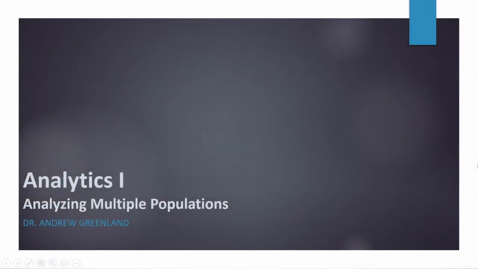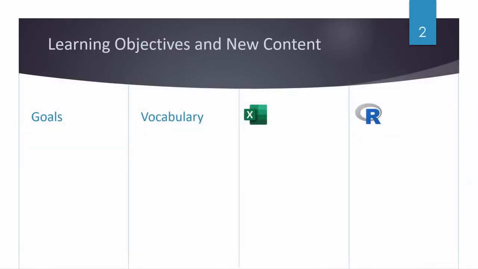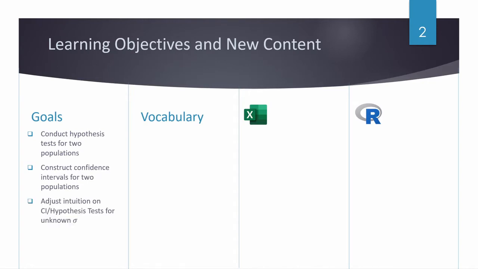All right, this is going to be our lecture on analyzing multiple populations of data. Today, we're going to be looking at a couple of goals. The first is to figure out how to conduct hypothesis tests when we're dealing with two populations. We're going to talk about constructing confidence intervals with two populations, and we're going to talk about how to adapt our existing confidence intervals and hypothesis test settings for a situation when the population standard deviation is unknown.